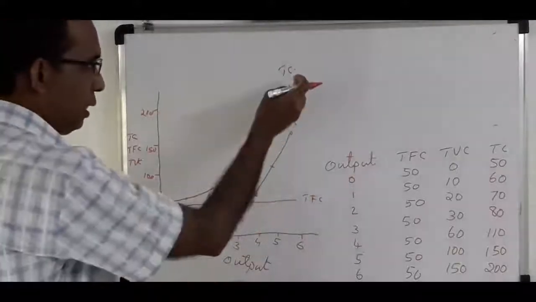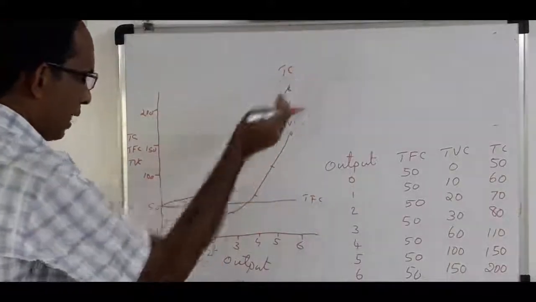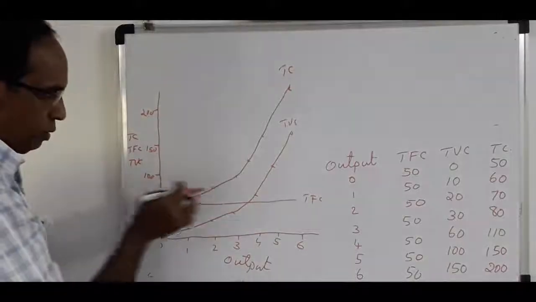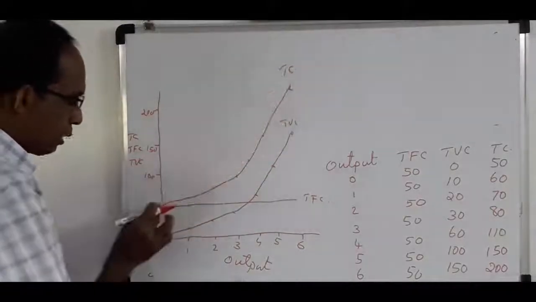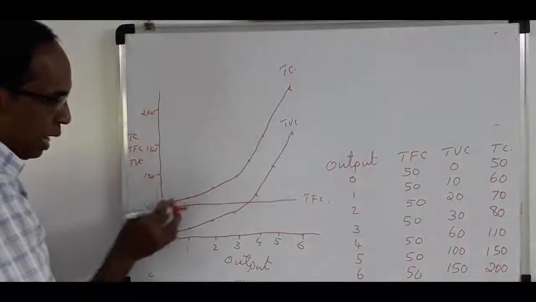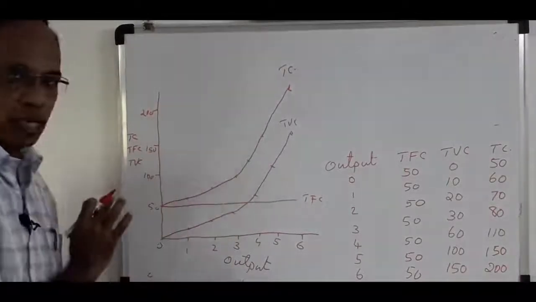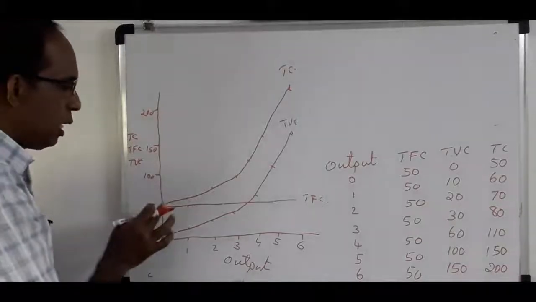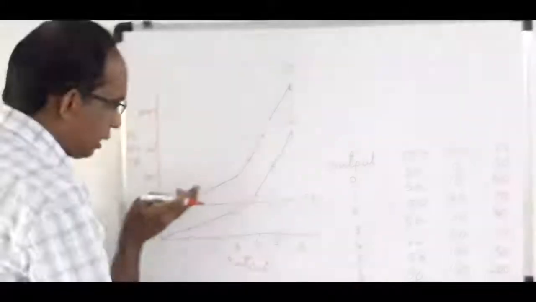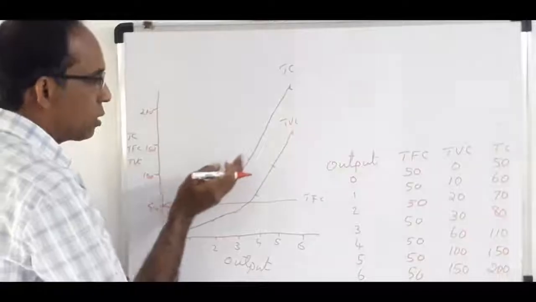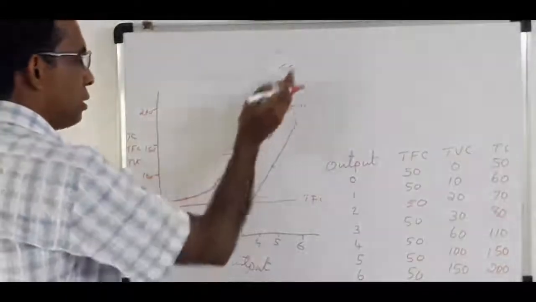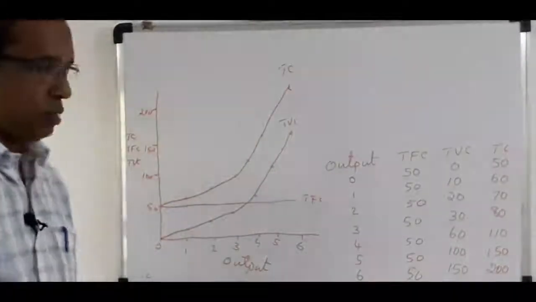Then what about the TC curve? TC starts from the point of TFC, and the shapes of TVC and TC are the same. The TC curve also initially increases at a diminishing rate, and at the end increases at an increasing rate. Thank you.